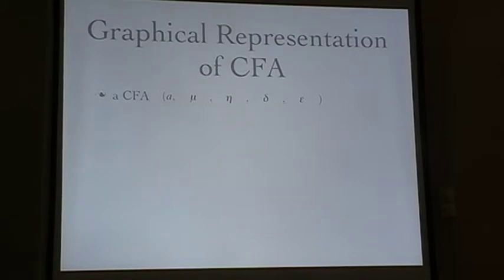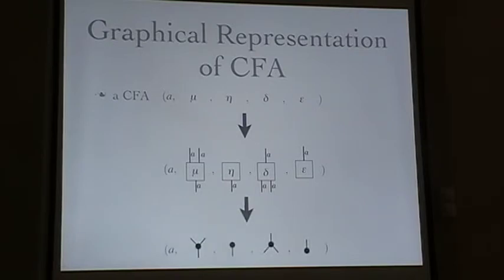Remember, domain and codomain of these 4 elements. They can be written as these graphs. However, because all of these wires express the same object A, we can omit this label A. And moreover, checking the number of input wires and output wires, we can distinguish these 4 elements. So, we can omit this label of box. Then, a CFA can be written by this simple graph notation.